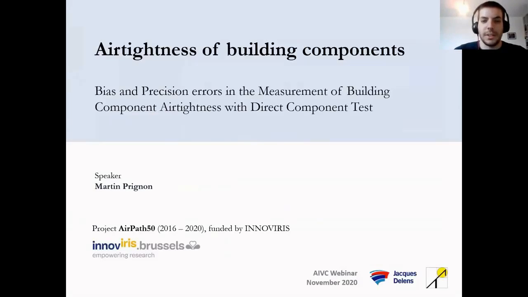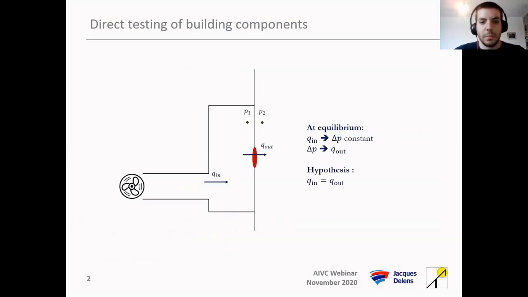I will now present some experiments I've done on the direct component test, and more precisely on the estimation of bias and precision errors for this technique. So quickly, the principle of the direct component test is quite simple.